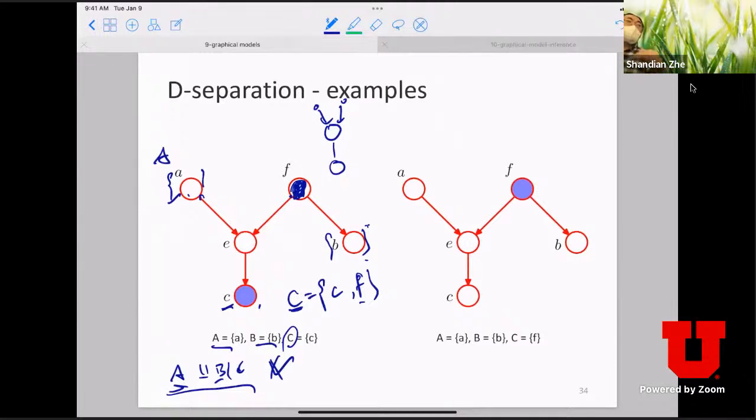Yeah, that's because E does not block the structure, but F blocks. That's why when we include F in C, we can conclude it is conditional independence. So there's a subtle difference when you apply the Bayes ball algorithm. Just be careful about the difference between the head-to-head structure and the other two structures. Otherwise, you just enumerate the paths and look at whether each path is blocked or not.